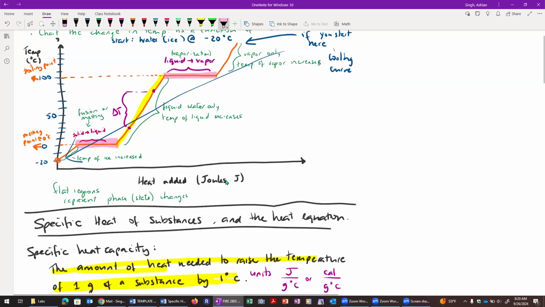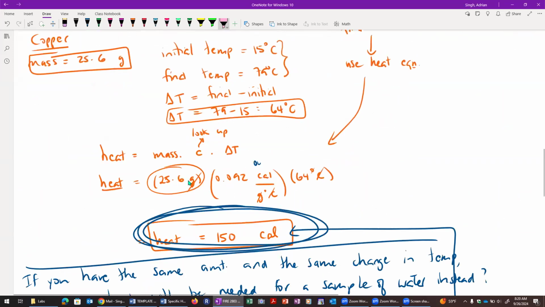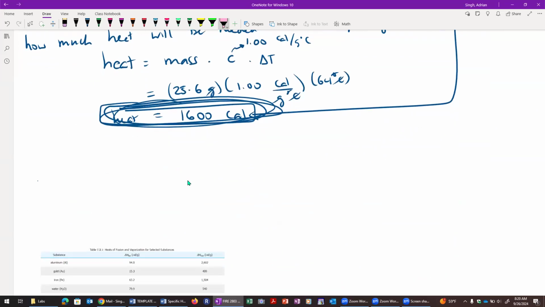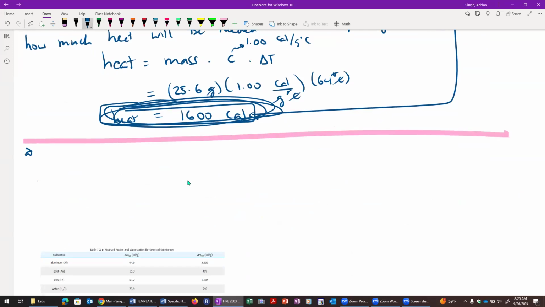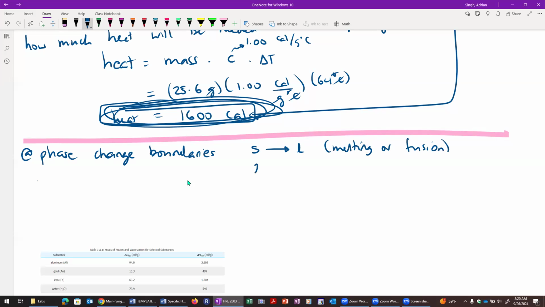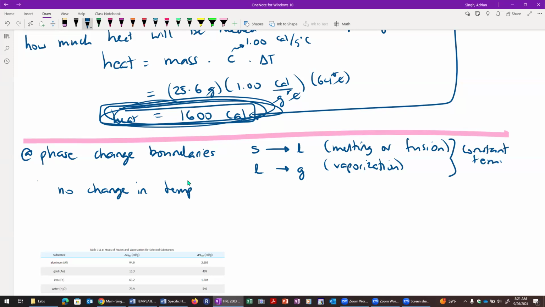And what we would need to use at those regions would be an equation that's going to look something like this. So for instance, at the phase change boundaries, so for example, going from a solid to a liquid, which remember is melting or fusion, or going from a liquid to a gas, that is vaporization, we know that there is no change in temperature. Okay, that's a constant temperature process. And that's referred to as isothermal. Iso meaning the same, and then thermal meaning temperature-wise. So it occurs at the same temperature.